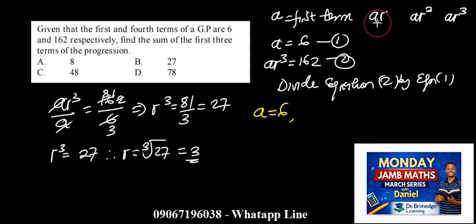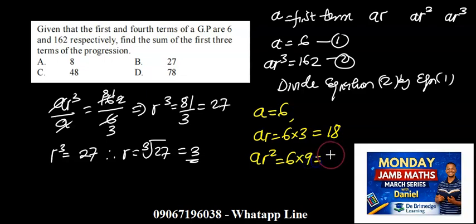Now I told you that the second term is gotten by multiplying the first term by the common ratio. So my second term is going to be AR, that's going to be 6 times 3. That would be 18. My third term is going to give me AR squared. That's going to give me 6 times 3 squared, which is 9. That's 54. Now that's how we do that.